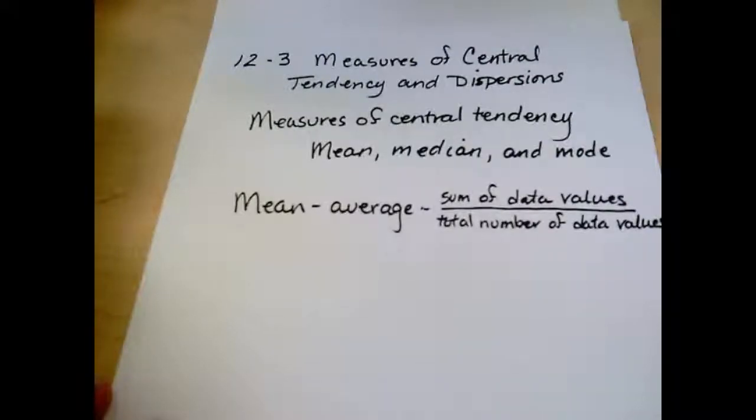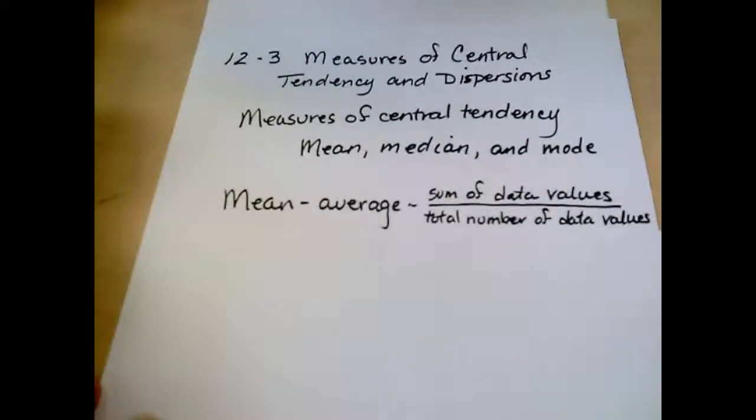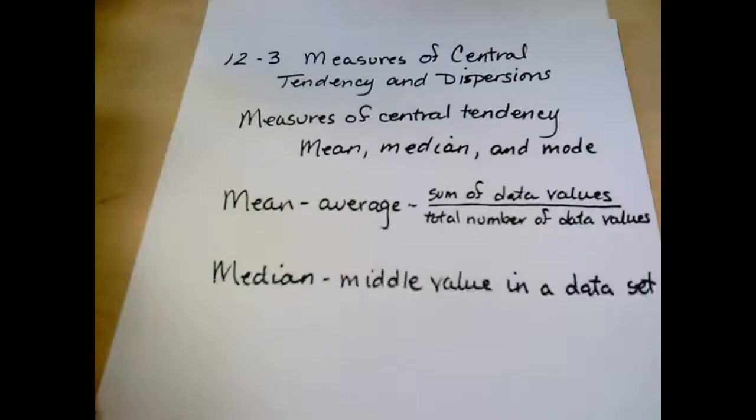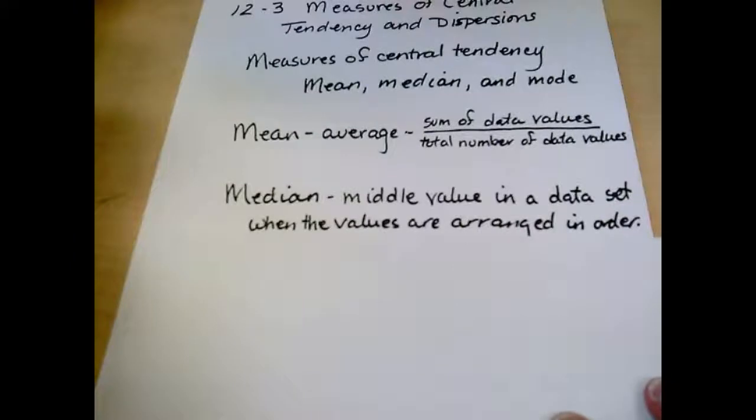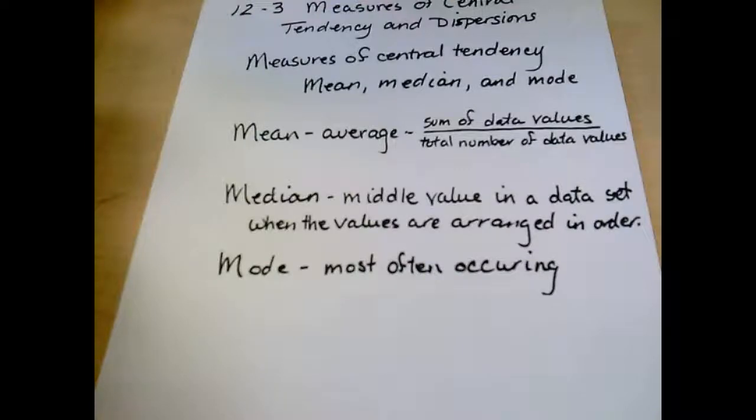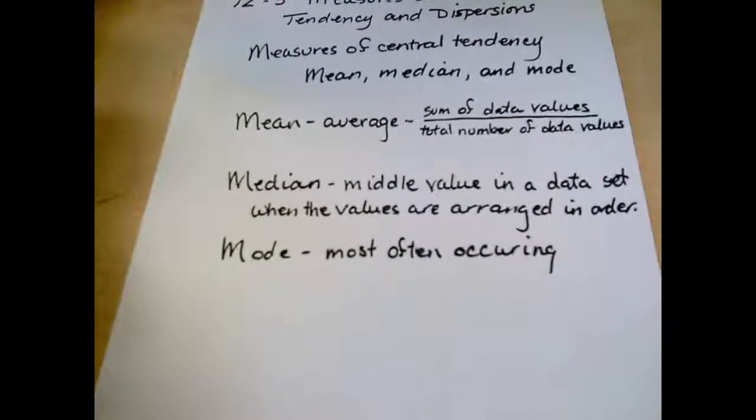mean is your average. So you take the sum of all your data values and divide by the number of data values. Median is the middle value in a data set when the values are arranged in order. Mode is the most often occurring.